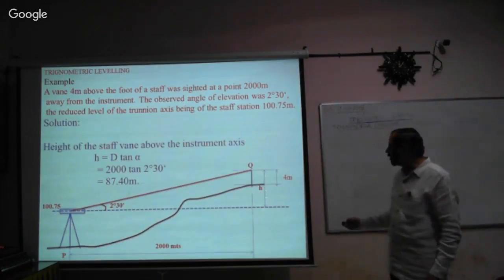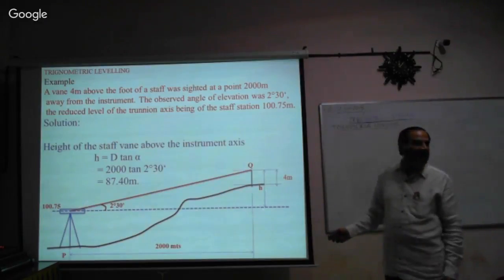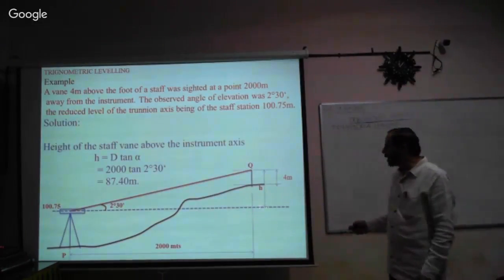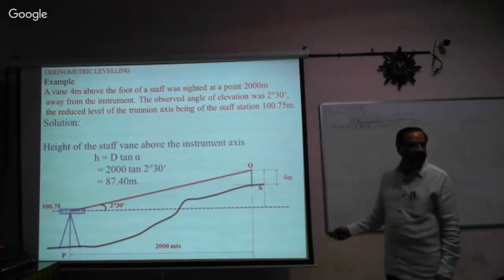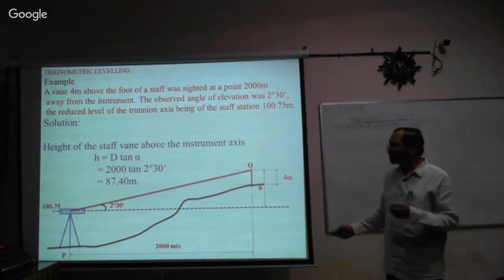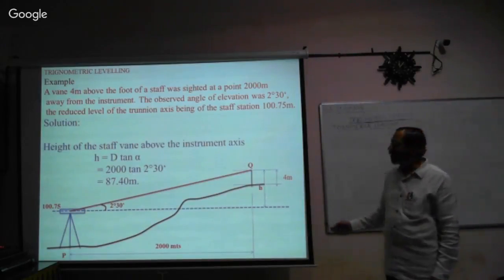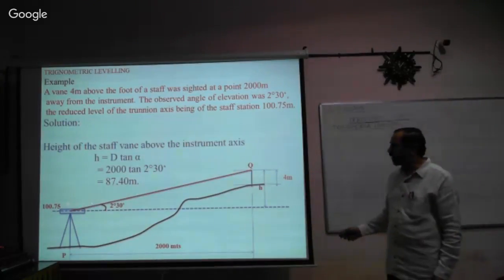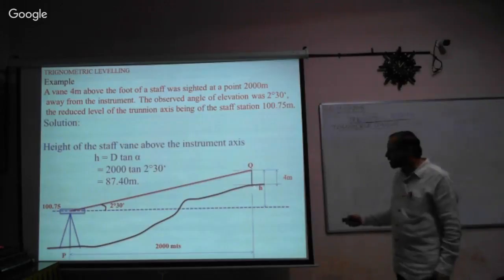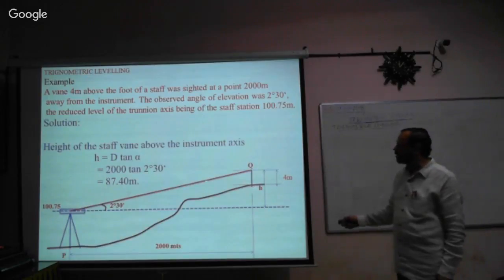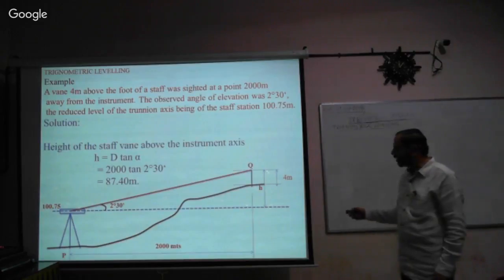H is equal to D tan alpha. Both are given. Now substitute it: D tan alpha, 2000 tan 2 degrees 30 minutes. Our problem is solved: 87.4 meters. So they have asked the RL of the foot, isn't it? Therefore, RL of the trunnion axis plus H minus 4.